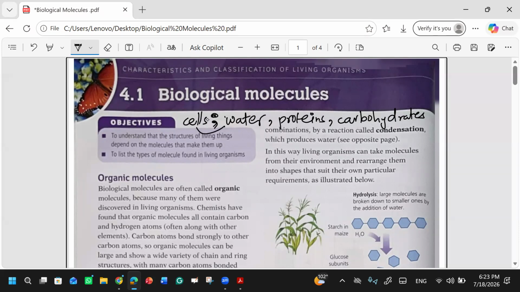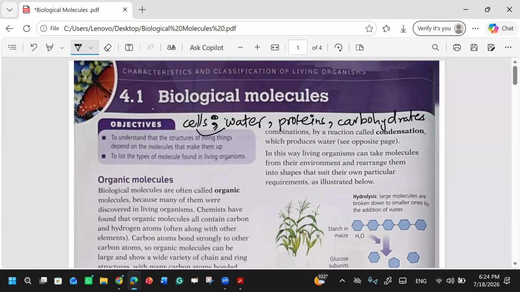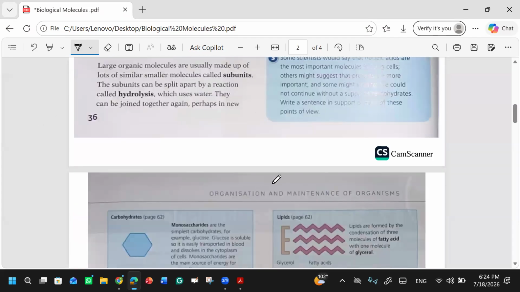Okay, and biological molecules. What are biological molecules? Basically, we say that biological molecules are those molecules which are present in the living organism. Bio means life. Any molecule which is present in the living organism is known as a biomolecule. For example, water is there in our body. There is oxygen. Oxygen is also a biomolecule.